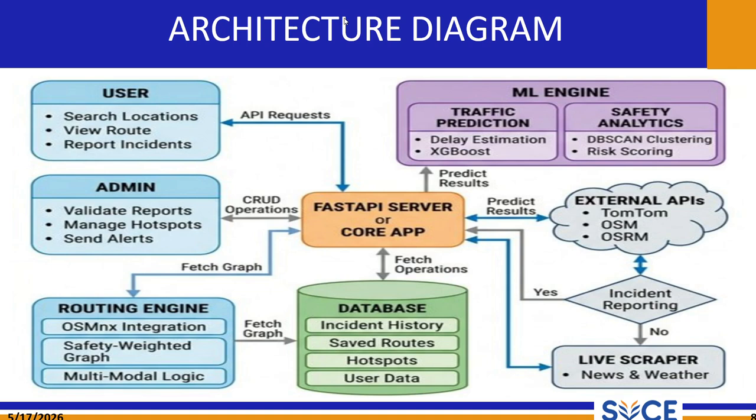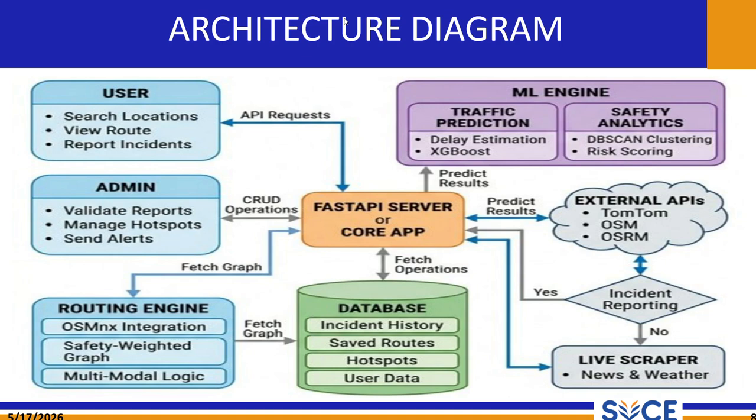Our system has four main modules: map and UI, routing engine, ML engine, and data management. In the front end, they have a user and admin interface. In user, a regular commuter can search location, view routes, and report incidents like potholes or waterlogging. The admin, the system administrator, can validate reports submitted by users, manage accident hotspots, and send alerts to all users about road closures or rain.